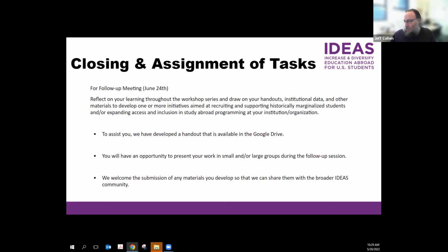For instance, you might want to develop an initiative around a lesson plan to support program directors' design of inclusive study abroad and learning environments, maybe an institutionally appropriate outreach and marketing plan that grew out of the discussion today, perhaps a framework for building community partnerships or institutional partnerships to support study abroad programming. So any of these kinds of initiatives, we'd love for you to think through what they might look like on your campus or at your institution or organization. And we've provided, like I said, a handout to help you work through the steps to do that. And hopefully have some folks share those with us at the follow-up session in June.